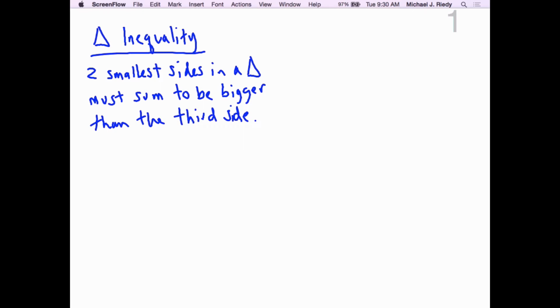Three possible scenarios. Scenario number one, you've got a triangle. Woohoo! Scenario number two, you've got a long side, a short side, and a medium side, and these two guys don't quite meet. Doesn't make a triangle.